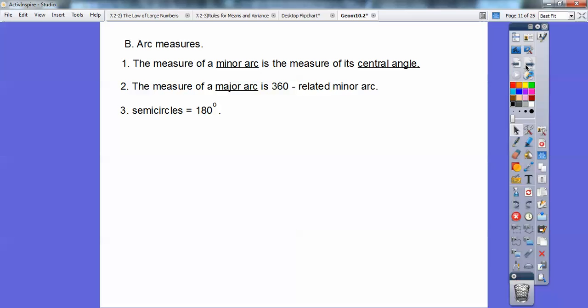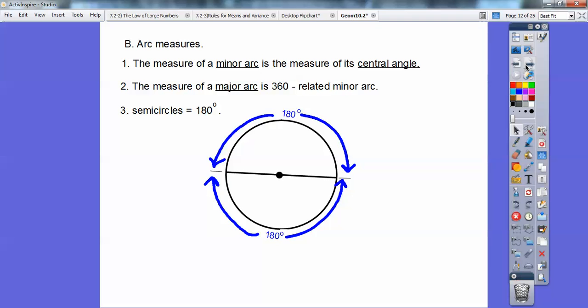Semicircles are 180. Here's a diameter going through, and it makes two semicircles, so 180 on both sides. You guys probably know that a circle is 360, so 180 on top, 180 on bottom, or if it was going through that way, it would make 180. If it goes through the diameter, it's 180.